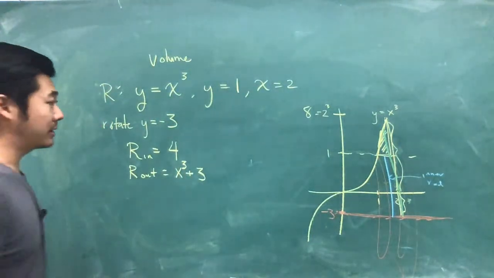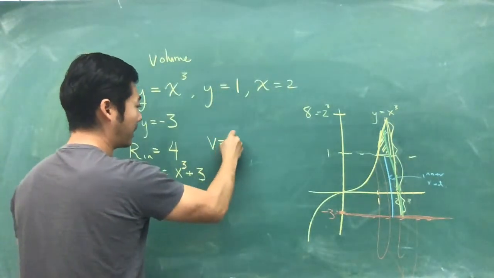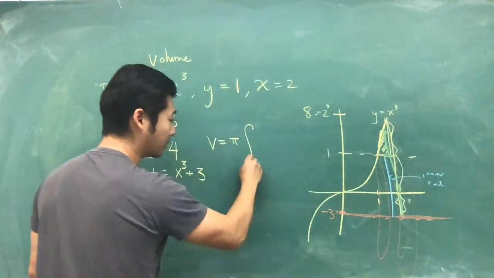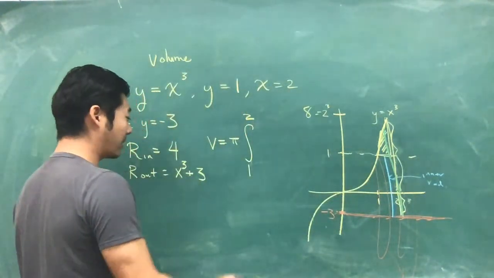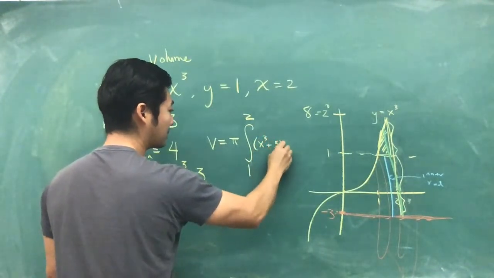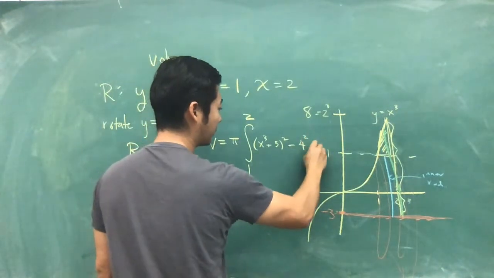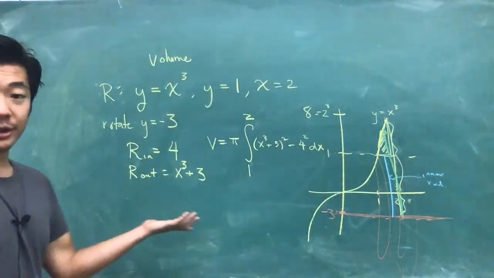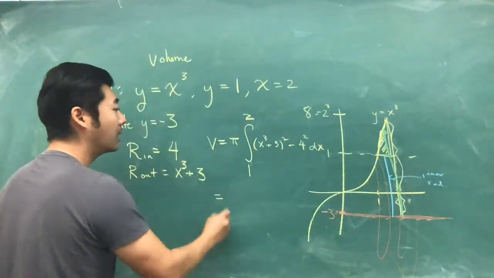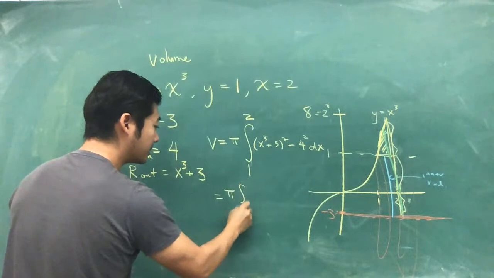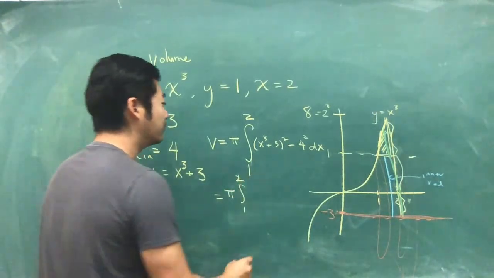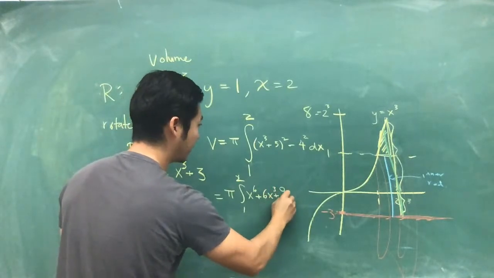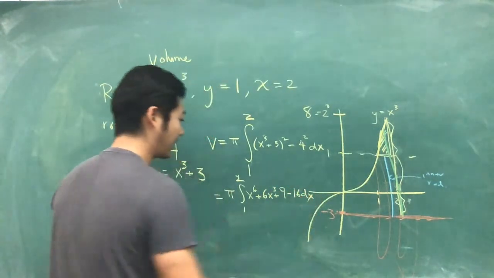And then once you have that, the rest is pretty straightforward. The volume is given by pi, can't forget that, times the integral dx, because we're cutting it up this way. So 1 to 2 of the outer radius squared, so x cubed plus 3 squared, minus 4 squared, dx. To do this integral, you just multiply it out. This will be pi, 1 to 2 of x to the 6 plus 6x cubed plus 9 minus 16 dx.